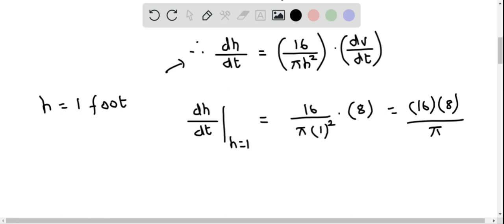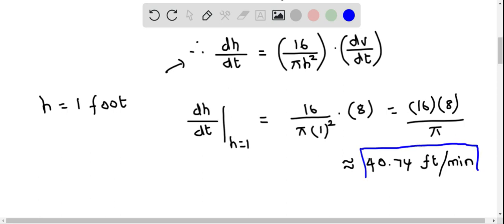We plug this into the calculator, and we approximately get 40.74. The unit should be in feet per minute. This is the rate at which the water level is rising when the height equals 1 foot, or when the depth is 1 foot.